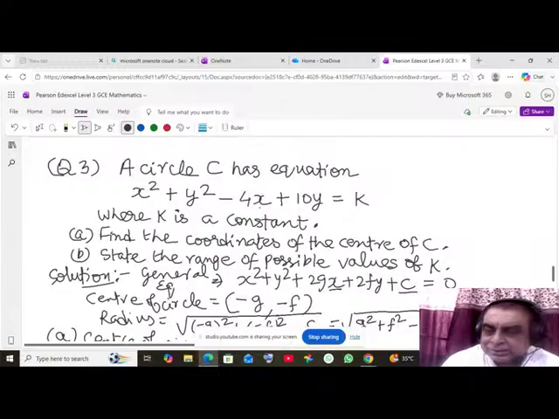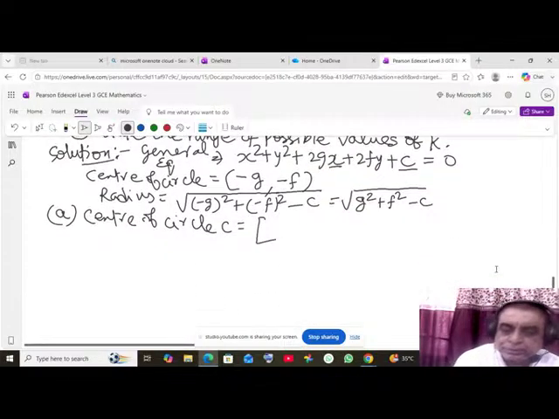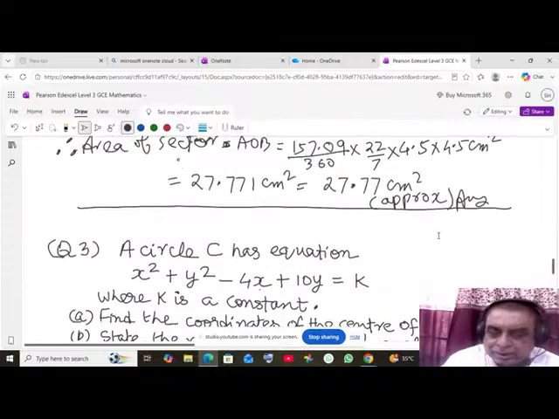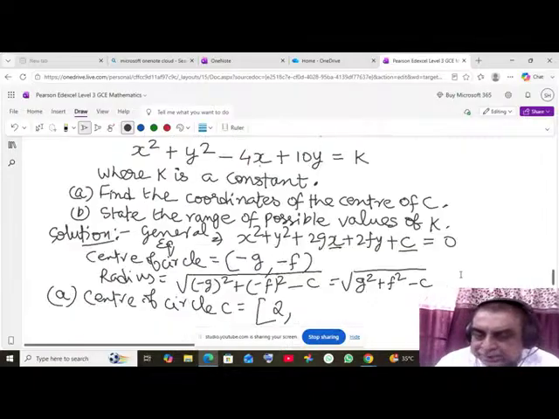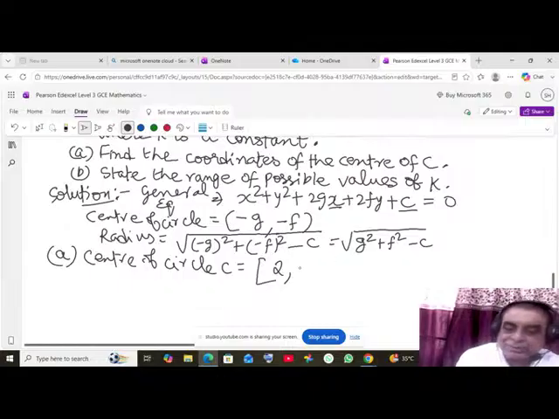We get the x coordinate as plus 2. The y coordinate is half the coefficient of y. Here the coefficient of y is plus 10. Divide it by 2 and change the sign. 10 divided by 2 is 5, written with the opposite sign, so it is minus 5. That is the coordinate of the center of the circle, and that is the answer of part A.